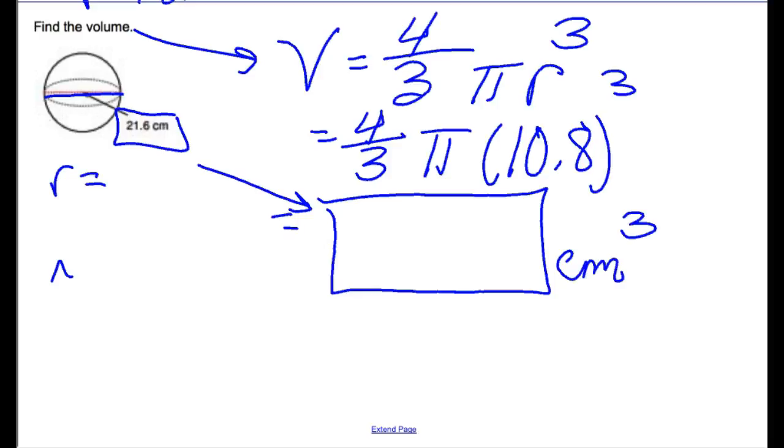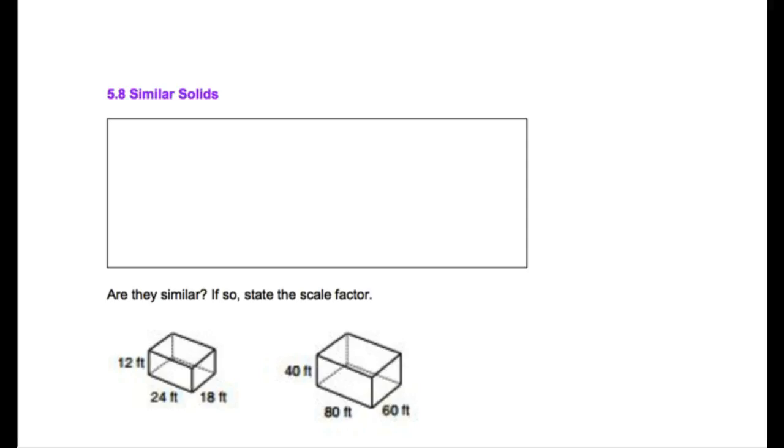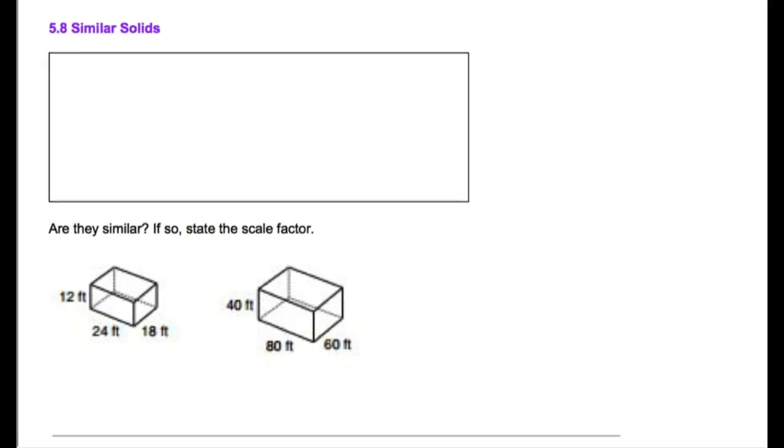Next up, we are going to work with section 5.8, which will be nice and easy for you. It's just similar solids, and we've already dealt with similar figures. So our next one should be pretty straightforward. Just trying to get it to turn the page here. Here we go. So for similar solids, I'm going to move that up a little bit.